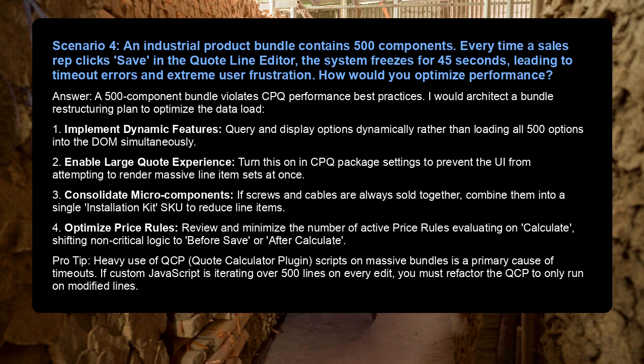4. Optimize price rules. Review and minimize the number of active price rules evaluating on calculate, shifting non-critical logic to before save or after calculate. Pro tip: heavy use of QCP quote calculator plugin scripts on massive bundles is a primary cause of timeouts. If custom JavaScript is iterating over 500 lines on every edit, you must refactor the QCP to only run on modified lines.